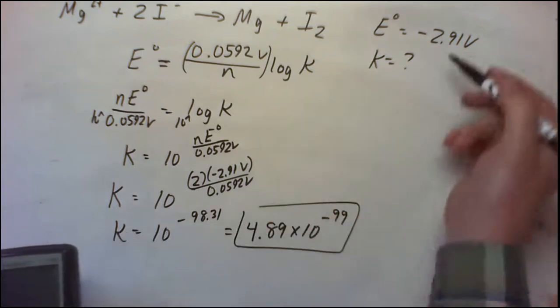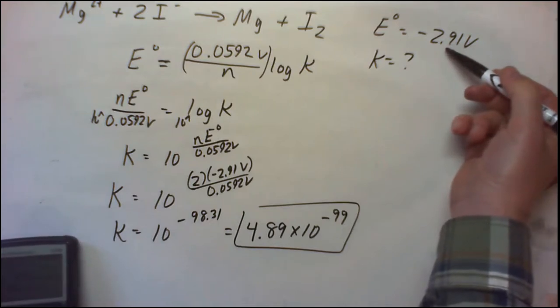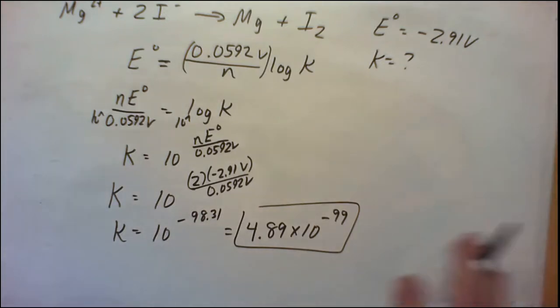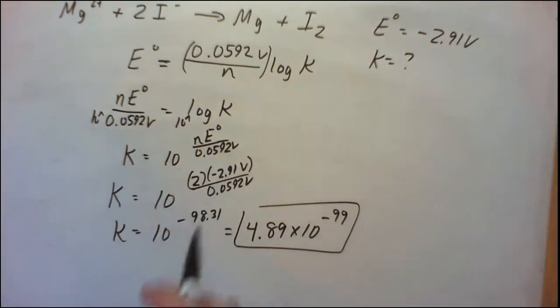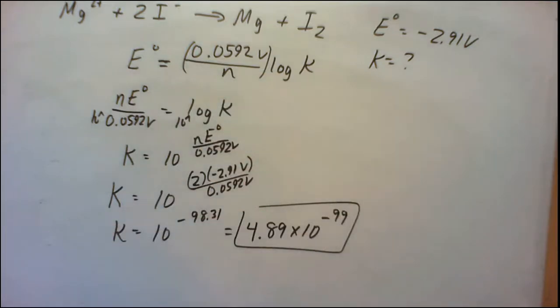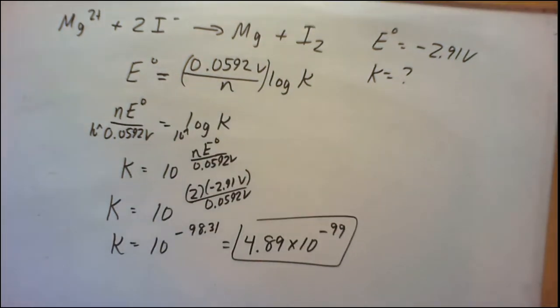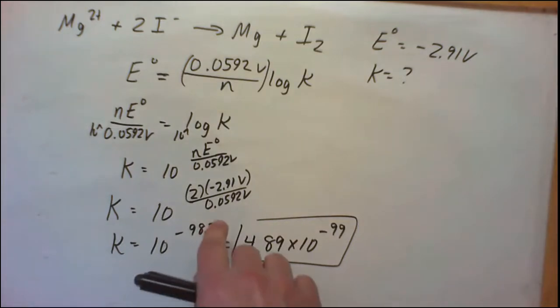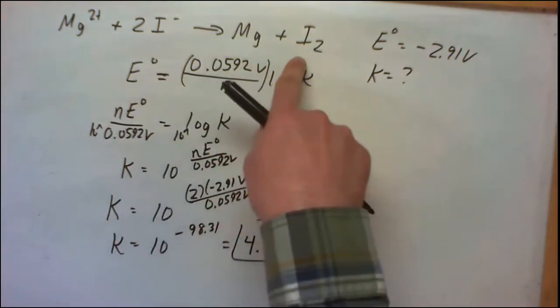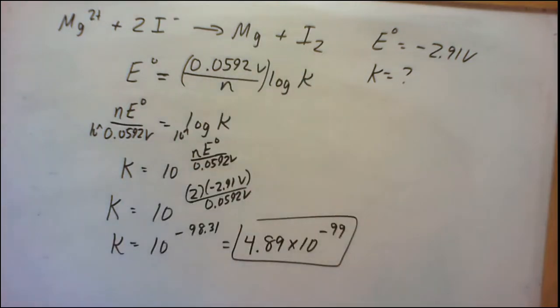So with a negative standard cell potential, almost negative 3 volts, we get an almost impossibly small value of K. Certainly in this case, if we try to measure K directly by determining the concentrations of the products and reactants at equilibrium, we probably won't be able to do so, because this number indicates that at equilibrium, we have such a small, almost minuscule concentration of the products that we want to directly measure, at least reliably measure.